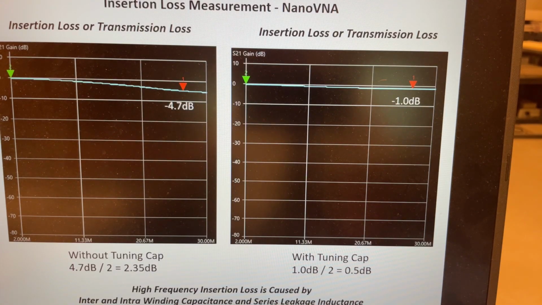So again, the only real important thing is the calibration. Make sure that you're calibrating at the reference plane no matter what combination of adapters you're using. This is extremely important.